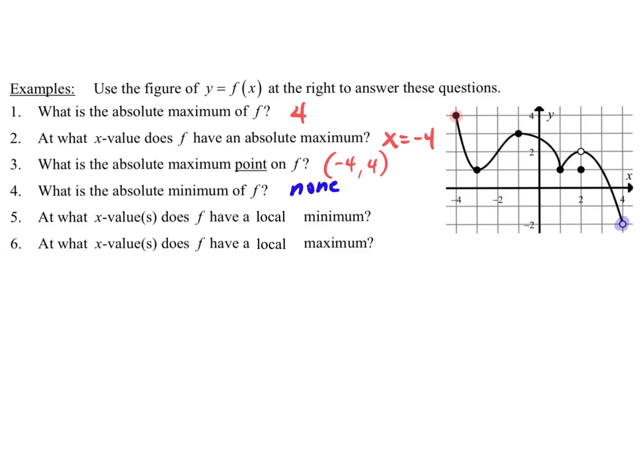Now, here's the answer. When this situation happens, there is not an absolute minimum or maximum. If it happened to be up there, the same thing would have been true. Okay.